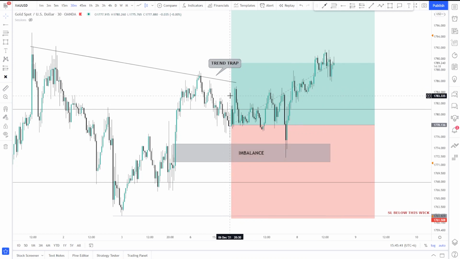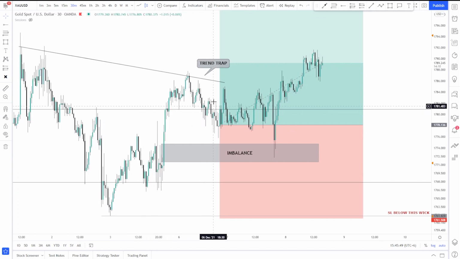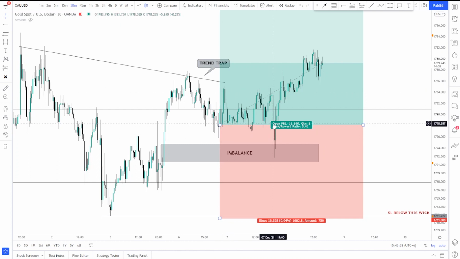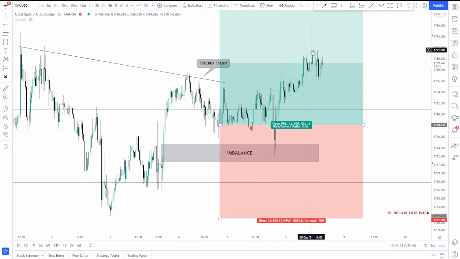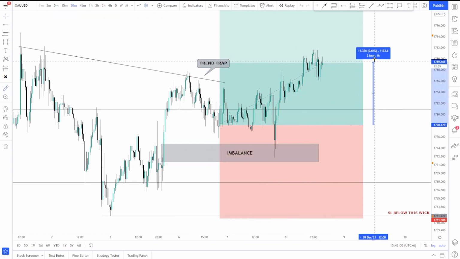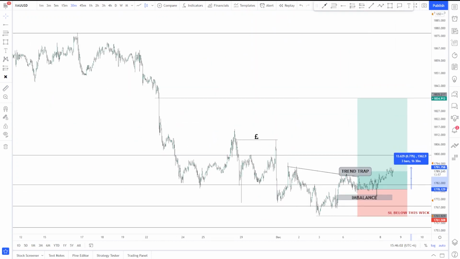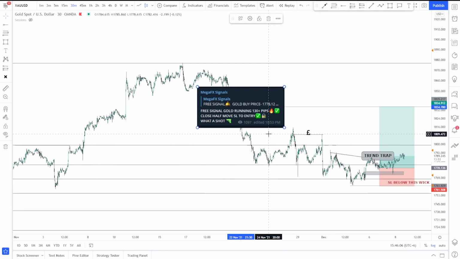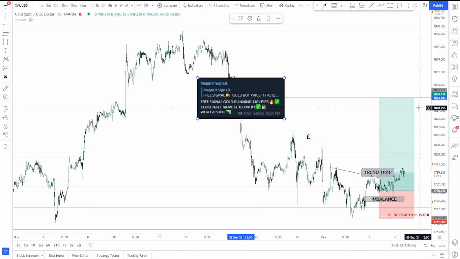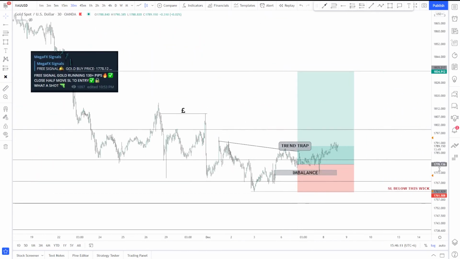But we didn't move our SL to entry because we knew there was a possibility for price to go below and then shoot up in the sky. So what we did was we kept our position running. It just went into a little drawdown and just filled out this imbalance and then went up around 130 plus pips. We have also included a screenshot so that you can get the proof that we closed half of our position at 130 plus pips.